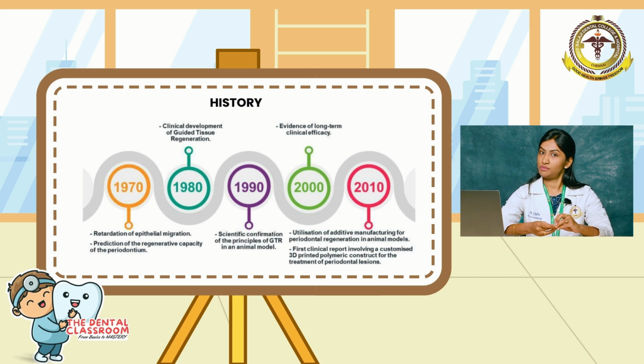Coming to the historical aspects, how did the concept of regeneration start? It started from 1970. The idea of regeneration first emerged in 1970 as retardation of epithelial migration. What is retardation of epithelial migration? If the epithelium comes into the healing area, then healing occurs by a reparative process, which is not essential for the functional activity of the periodontium. Repair is just a fibrous type of maturation which is not needed. We need regeneration, we need the attachment apparatus. For that to happen, we should exclude the epithelium from the healing area.